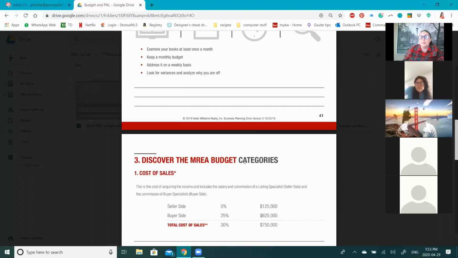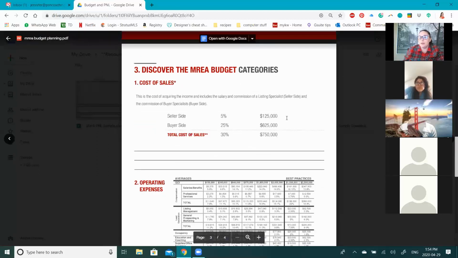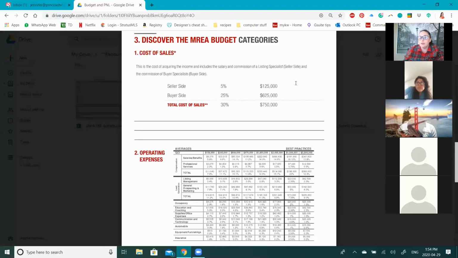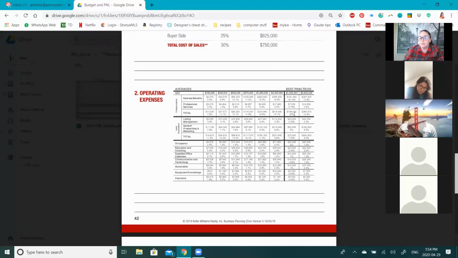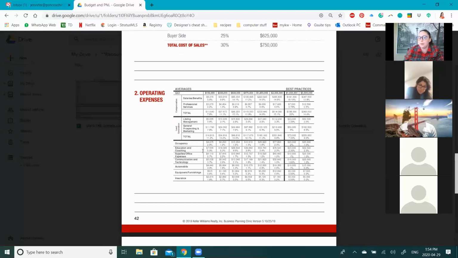And then discover the budget categories, which is what we already talked about. So you have your cost of sale, which is your salaries, right? Which is, like I said before, literally what you pay yourself right now. Don't worry about buyer and seller. This is a team model, so ignore that. And then your operating expenses. What are your costs, right? What are your percentages? We already have those on that other sheet as a much clearer breakdown, so we don't need to worry about this.